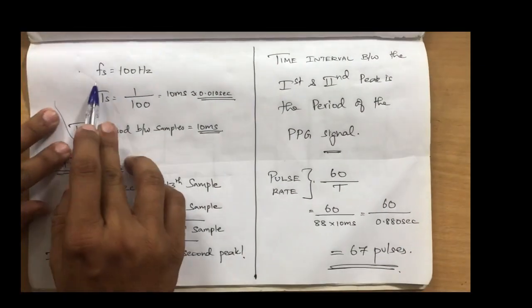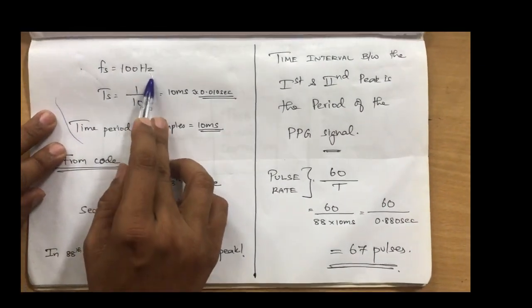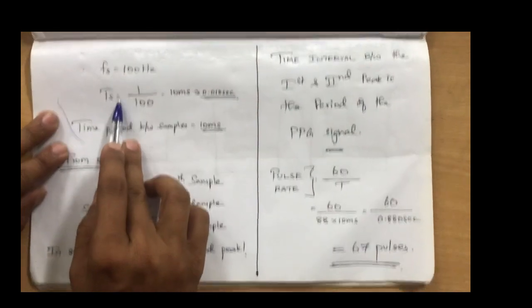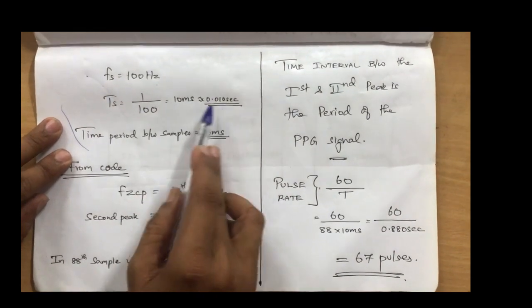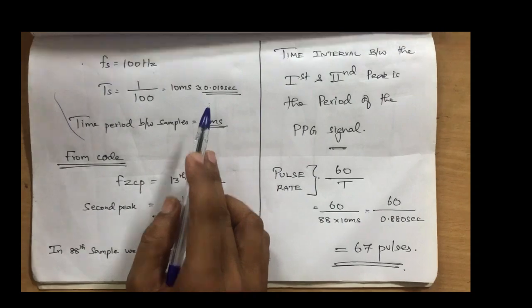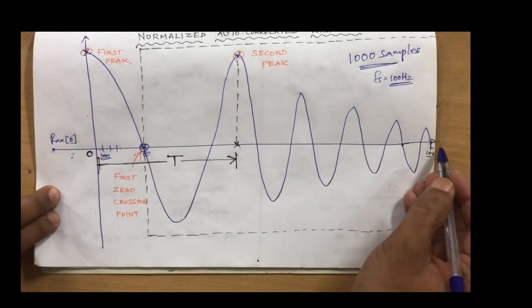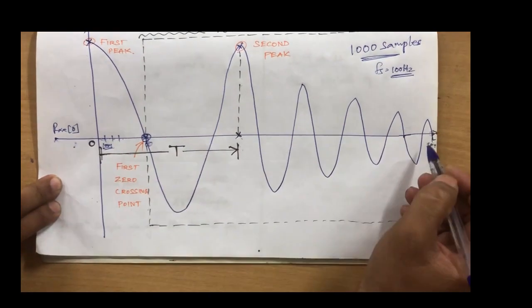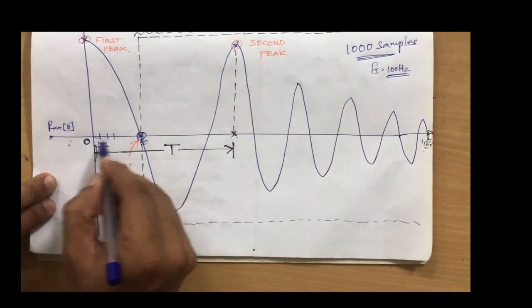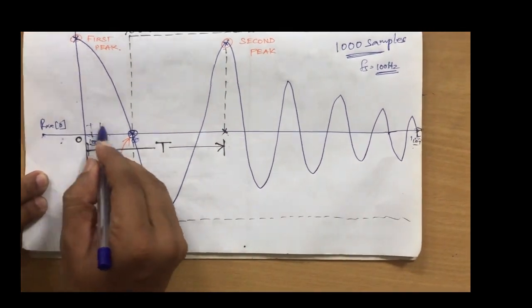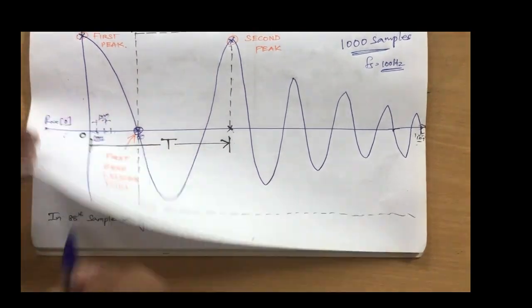The sampling frequency of the PPG signal is 100 Hz, so the sampling period is 10 millisecond. The time interval between the first sample and the next sample, and so on, there are 1000 samples here. The time interval between the first sample and the second sample is 10 millisecond. That we need to understand.